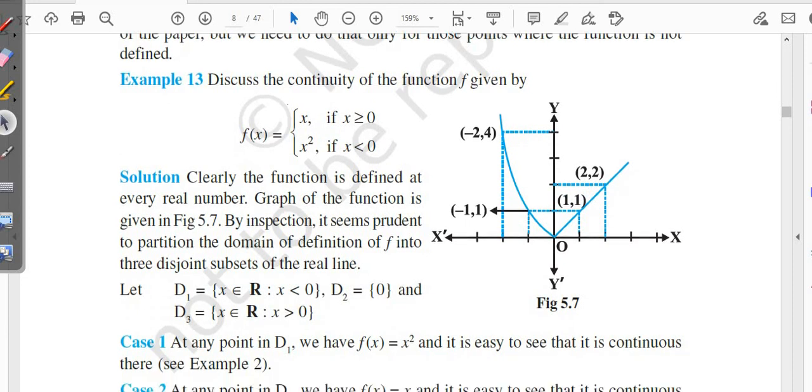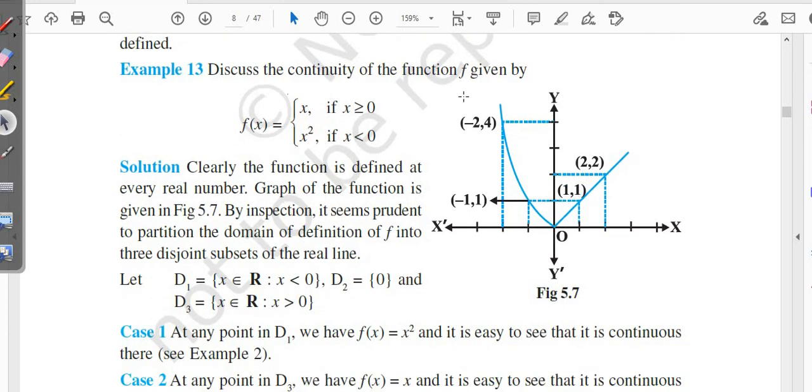So what is the given question? Discuss the continuity of the function f given by. So here one function is given. They're asking us to discuss the continuity, whether the function is continuous or not, that we need to discuss. So what is the given f of x? This first function we have to use if x is greater than or equal to 0. If x takes a value greater than 0 or equal to 0, we need to use the first function. If x is less than 0, we need to use the second function.